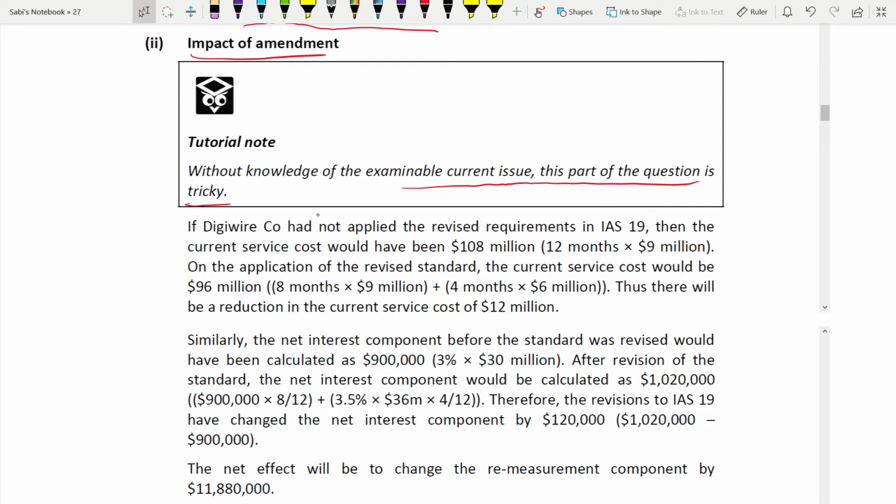So if Digiwire has not applied, first calculate without applying, then calculate after applying the revised requirements in IS 19, then the current service cost would have been. That's why you are getting 4 marks. 1 mark for current service cost before applying, 1 for after applying, 1 for net interest before applying, 1 for net interest after applying, total 4 marks. Okay.